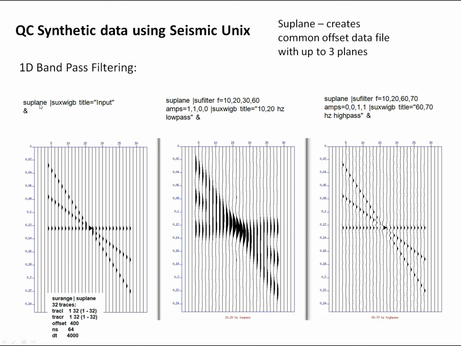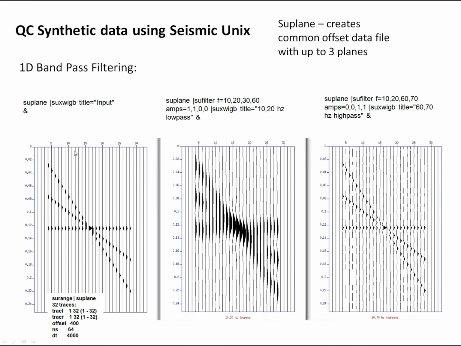If you want to see the headers inside the suplane output, you use surange piping suplane, and it will give you all the information related to this dataset. When you run this command in your terminal, surange, it gives you the information: there are 32 traces here, these are the headers for traces 1 to 32, the offset for each of these traces is 400 meters, and the number of samples is 64. The time sample rate is 4 milliseconds. So this is your input.